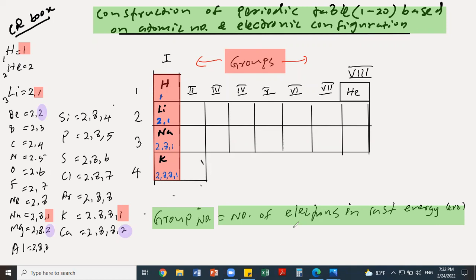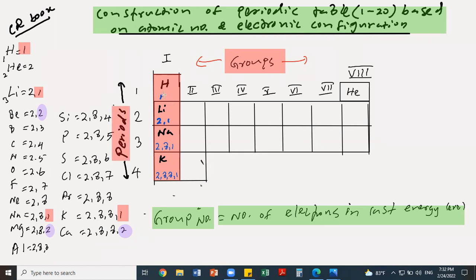Now I'll write here. The other thing is how to decide which horizontal row they belong to. These horizontal rows are called periods. What are these horizontal rows called? Periods. How many periods are there? 4 periods here.